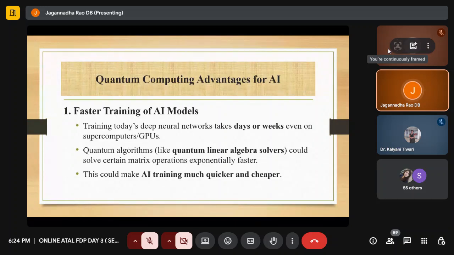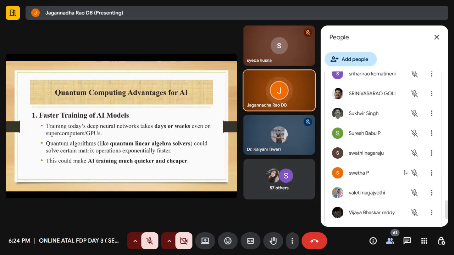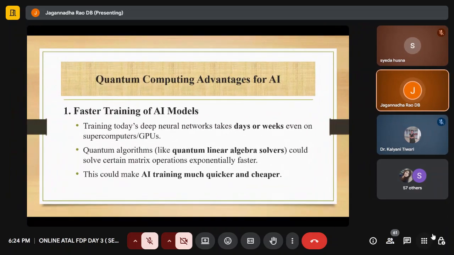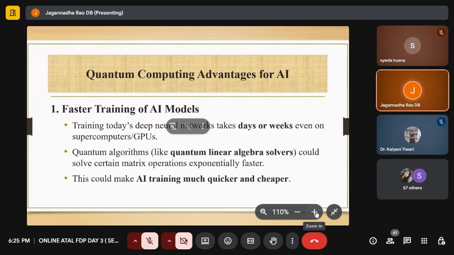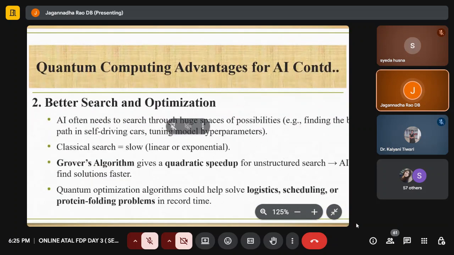First one is faster training of AI models. Training today's deep neural networks takes days or weeks, even with supercomputers. But with quantum algorithms like quantum linear algebra solvers, certain matrix operations could be solved exponentially faster. This could make training much quicker and cheaper. So, fast training of AI models with quantum.